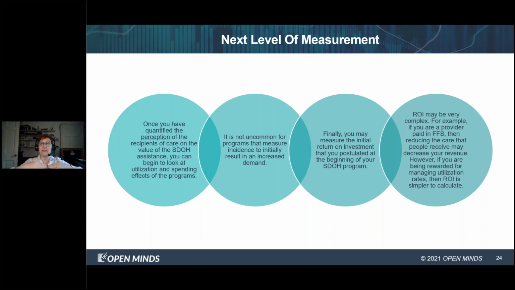Overall, the spending decreased. But if you looked at those things outside of each other and you didn't put the whole person together, then one showed an increase in spending and one showed a decrease in spending. So it's important to think about the complexity of your return on investment analysis before you start measuring your program.